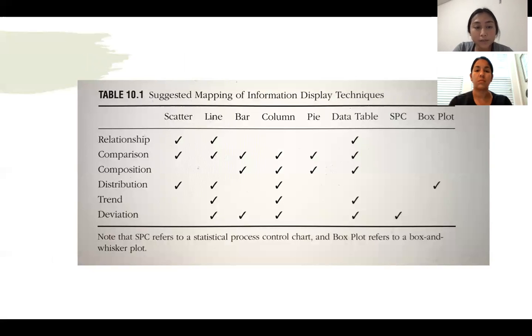This table, table 10.1, shows a suggested mapping of information and the display techniques. It shows which type of chart or graph is best used with different types of information. So let's say relationship, you'll be using scatter, line, or data table. Comparison, you'll use scatter, line, bar, column, pie, and data table. Composition, bar, column, pie, data table. So it really depends what type of information you want to show, and these are the best techniques for it.